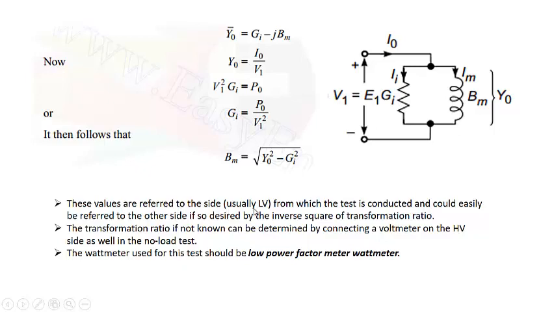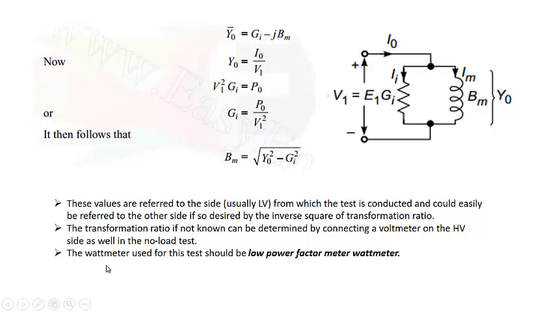These values are referred to the low voltage side. Since we gave the supply to the low voltage side, they are definitely referred to the low voltage side from which the test is conducted, and they can easily be referred to the other side if we know the transformer ratio, by the inverse square of the transformer ratio. If the transformation ratio is not known, it is simple to find by giving supply to one side of the transformer, noting the applied voltage, and measuring the voltage at the secondary side. By doing this, you can measure the transformer ratio.